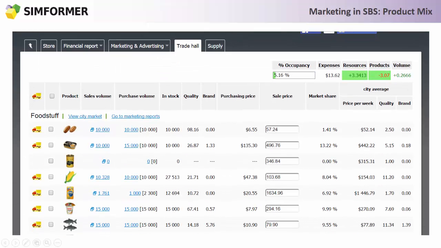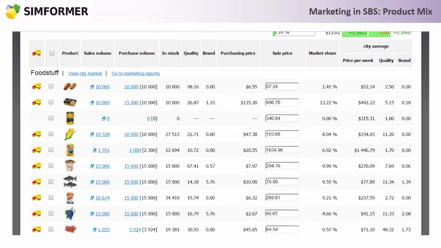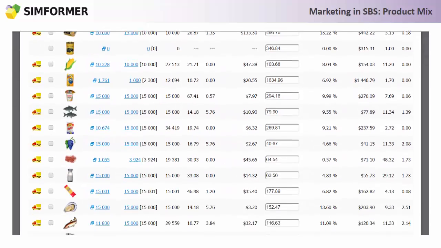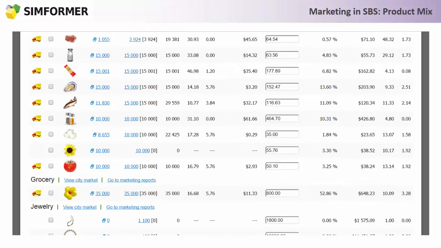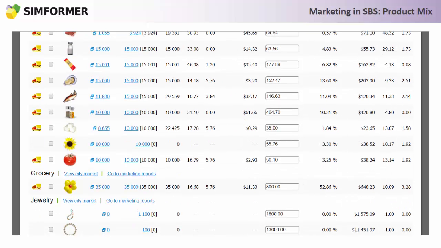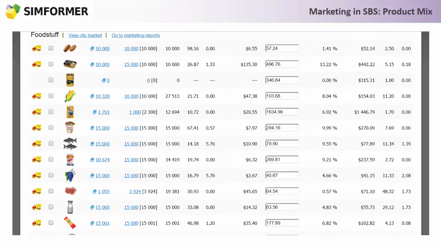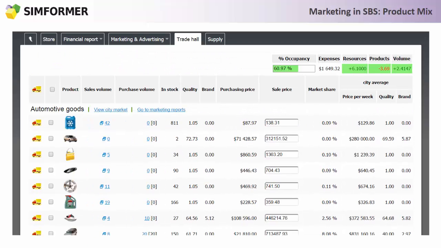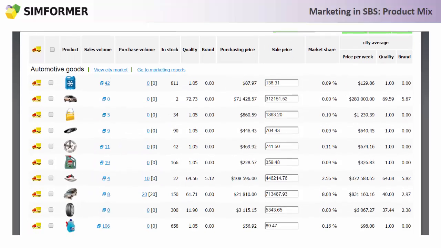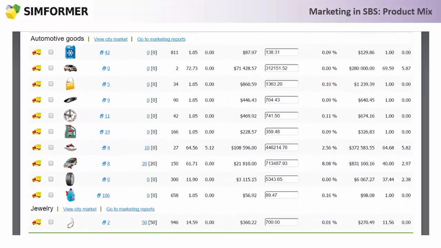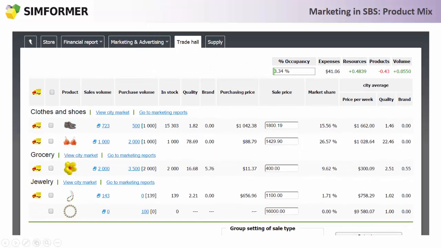This is a great example how big the trade hall can be with a variety of different goods available. It's a very big food store that also is trying to sell some other goods from the other categories. In this case, there's hardly any limitation. In the store, we can see a focus on the automotive goods, as well as combination with jewelry. Here we can see the apparel, as well as grocery and jewelry category mix.